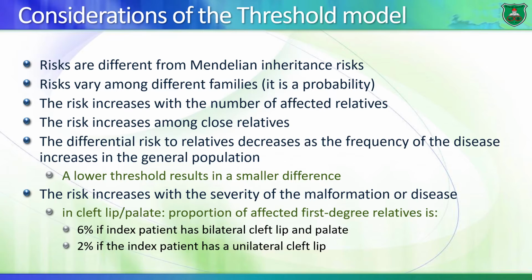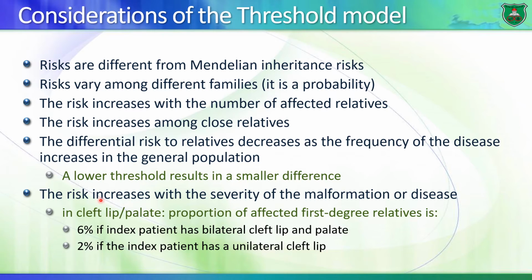The thing also is that the risk increases with the severity of the malformation or the disease. So if the disease is really severe, it means that the risk increases for other members of the family to develop that condition. And again, it makes sense because the severity may be related to collecting more mutations in more genes than in people with mild disorders.